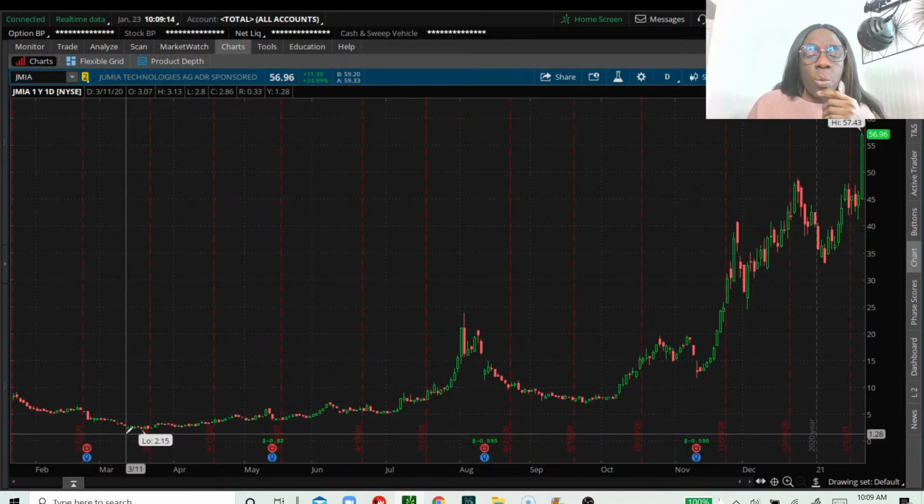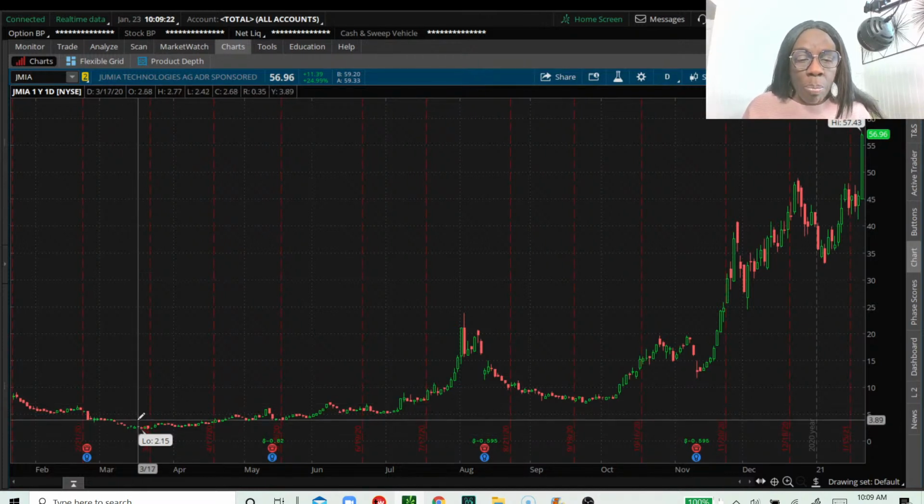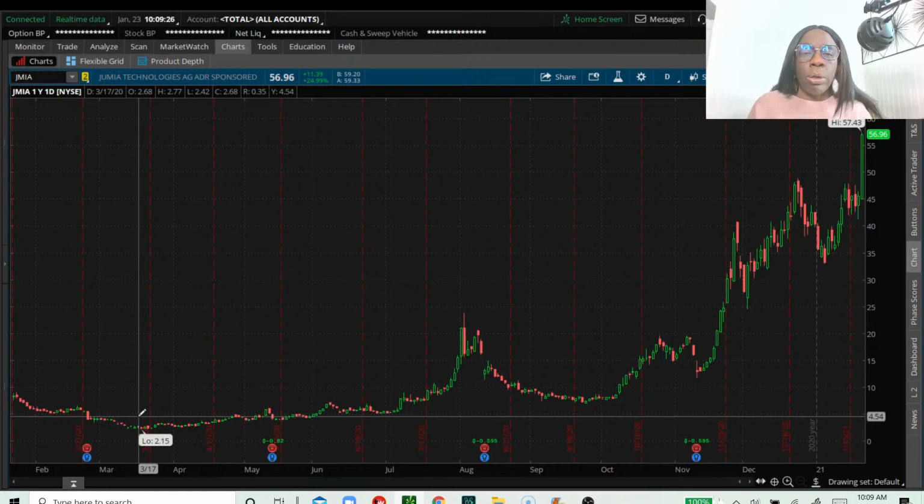And what we do with levels is we're looking for areas of support and resistance. The support being the low point, which tends to be the floor. So price action usually will bounce off of support, but if price action falls down through support, then that means the price of that stock is going down.